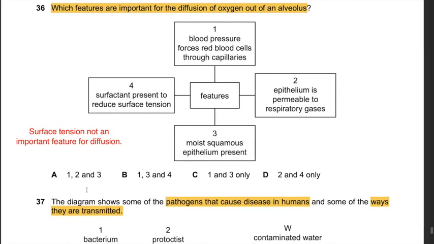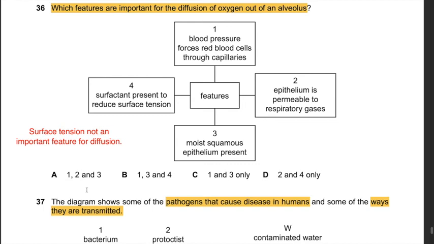Question 36. Which features are important for the diffusion of oxygen out of an alveolus? 1. Blood pressure forces red blood cells through capillaries. 2. Epithelium is permeable to respiratory gases. 3. Moist squamous epithelium present. 4. Surfactant present to reduce surface tension.